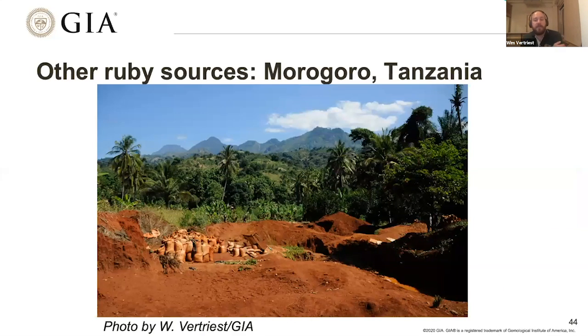One of the other ruby sources in East Africa that was discovered was Morogoro in Tanzania. Now, the Morogoro province actually hosts two deposits, one in the Uluguru Mountains in the northeast and one near Mahenge in the southwest. The one in Mahenge is not one I'm going to focus on right now. Mahenge is mainly known as a spinel deposit, but also produces some really nice rubies. You can see the Uluguru Mountains in the background of this photo. Really beautiful area, very pristine, very green. And people are mining there for rubies, but also for some other gemstones.